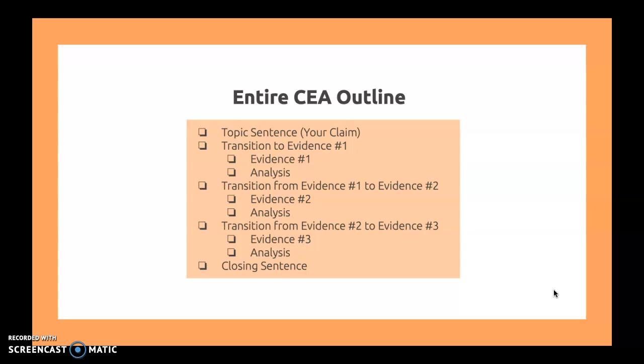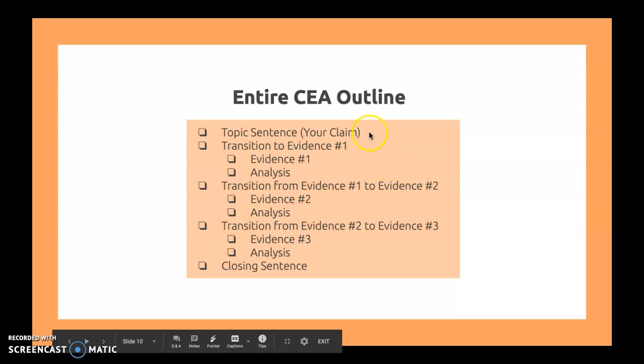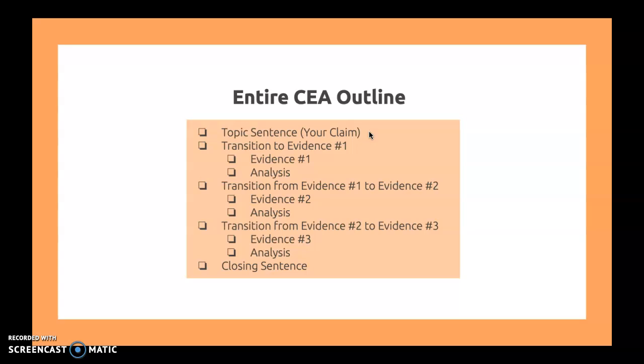A completed CEA or a CEA outline should look something like this. The first thing that you're going to want to do is make sure that you have your claim as the very first sentence because the reader wants to know what your entire paragraph is about. As you go from evidence 1 to evidence 2 and then evidence 2 to evidence 3, you're going to want to make sure that you have a transition. A transition sentence is going to give a generalization or a preview of what your topic is talking about. Then you're going to move into evidence 1 and analyzing that piece of evidence, so on and so forth.